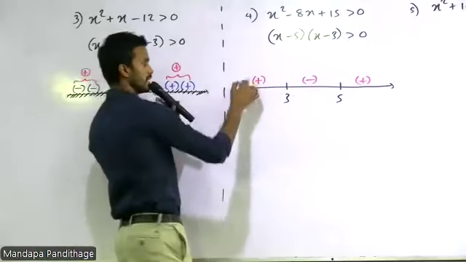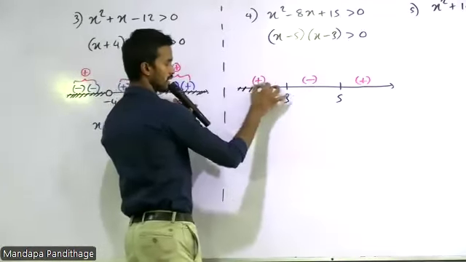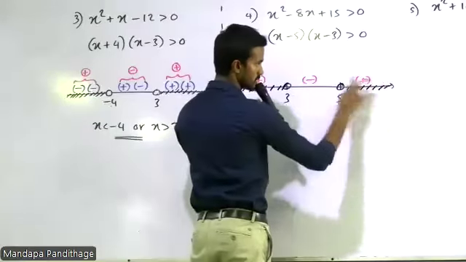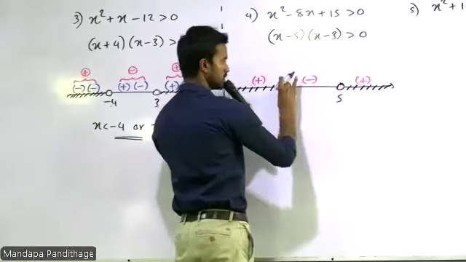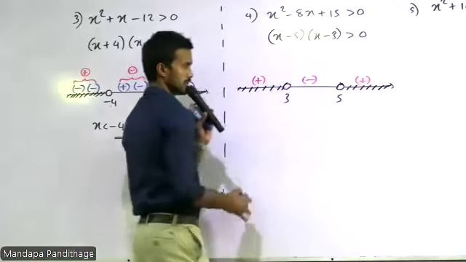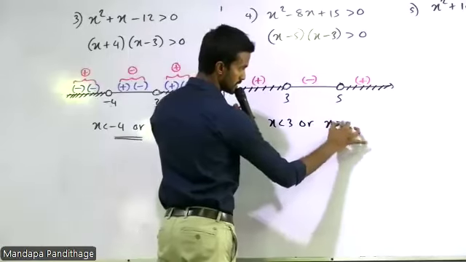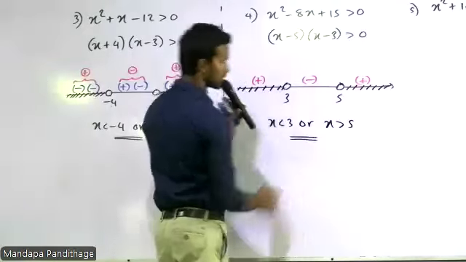Here, you have to find the region which is positive, or greater than 0. Then you can consider these two regions. So write the final answer: x is less than 3 or x is greater than 5.